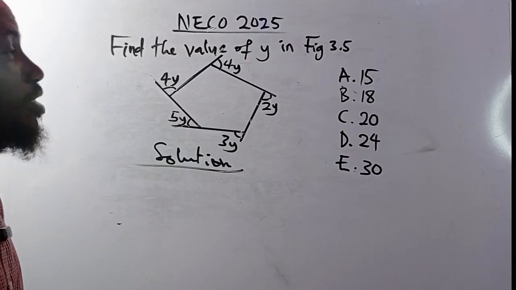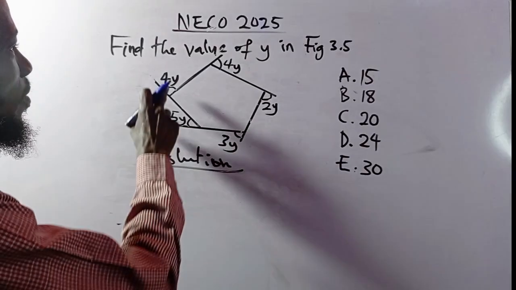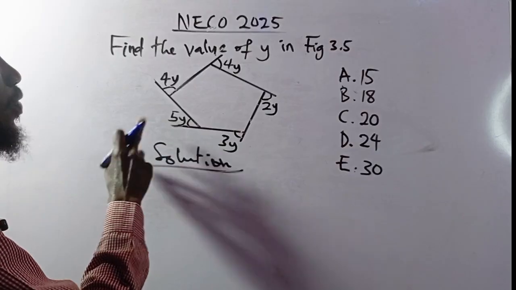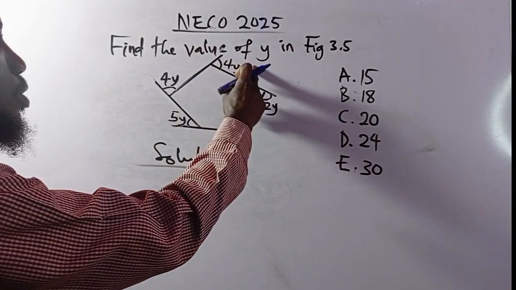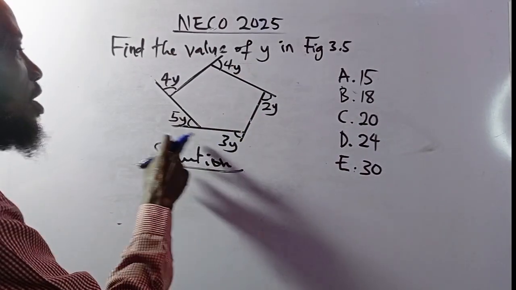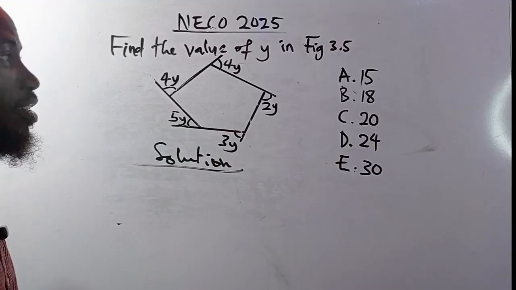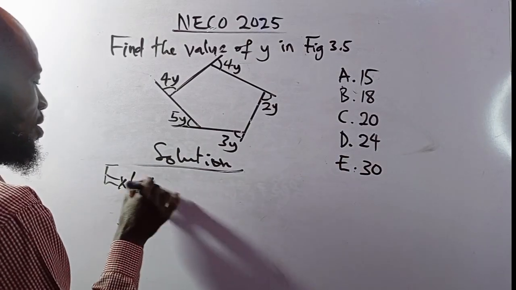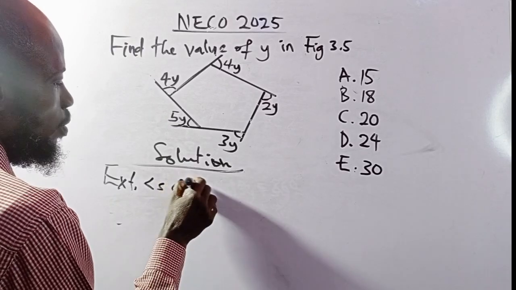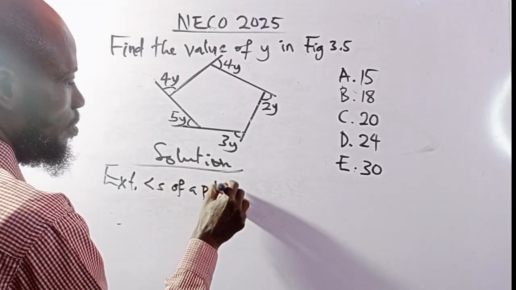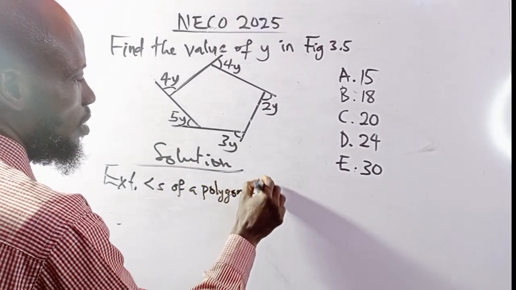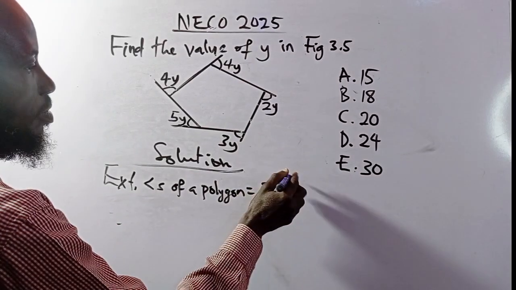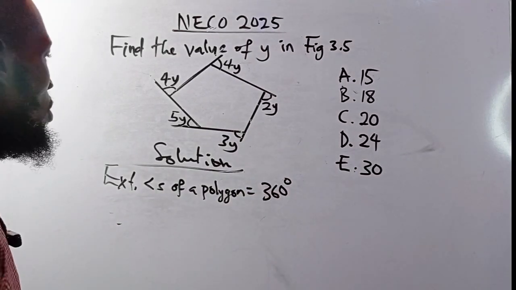Now, to get this value of y, we are going to apply the formula that says exterior angles of a polygon is 360 degrees. So exterior angles of a polygon equals 360 degrees.